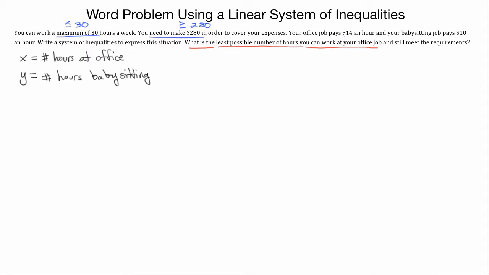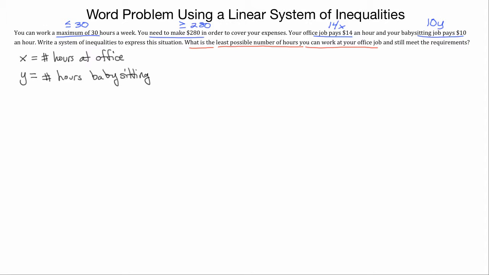I have to keep track of my office job pay. It's $14 an hour. So for every hour, represented by X, the number of hours, it's $14 times X that tells me how much I make that week at my office job. And my babysitting job only pays 10 bucks an hour. So for all the hours Y I spend babysitting, it's $10 times each of those hours. I think we got our pieces together. We're doing some translating here.